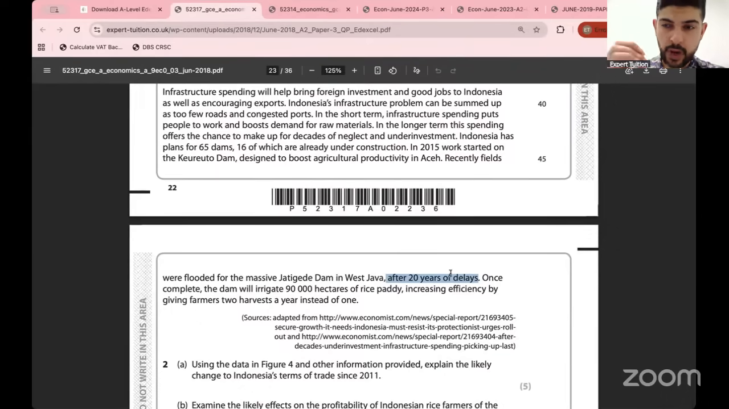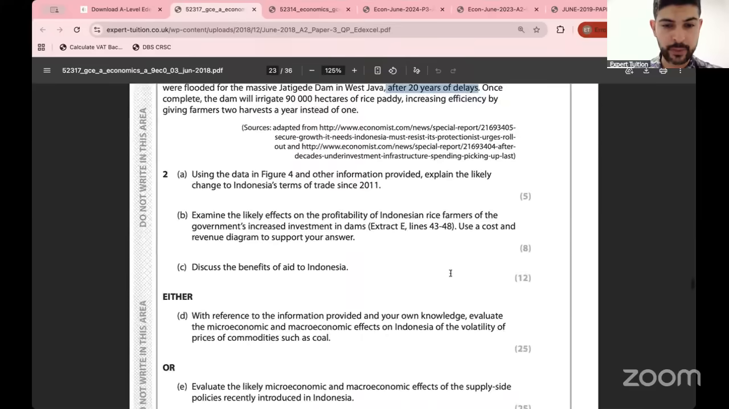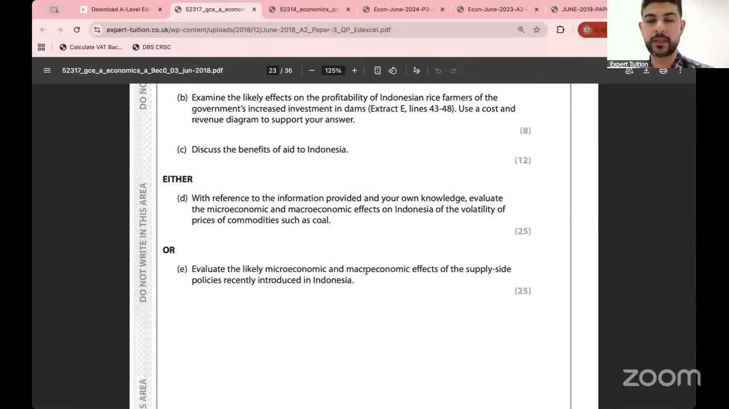Just in terms of how you word this question before I move on to another topic, yeah? It would be something like this: one microeconomic effect of the supply side policies introduced in Indonesia is higher profits for firms. Okay, that's the topic sentence. In the second sentence now, you identify what that supply side policy is.